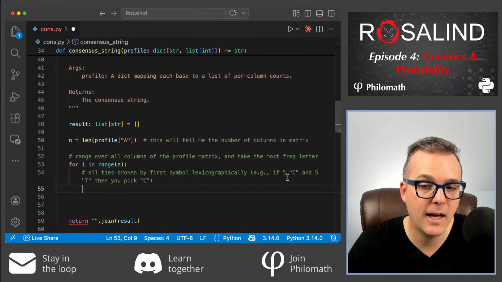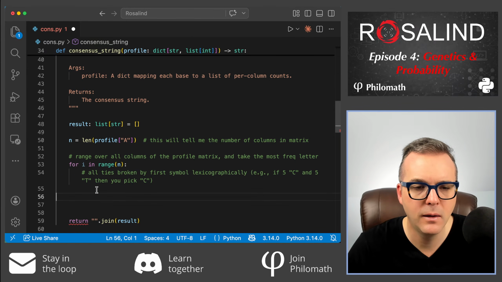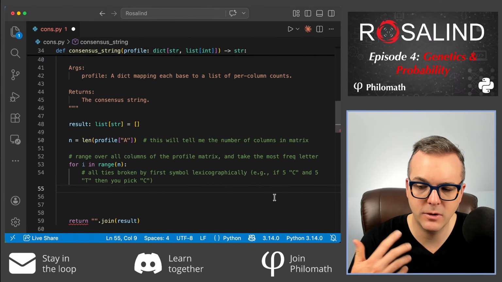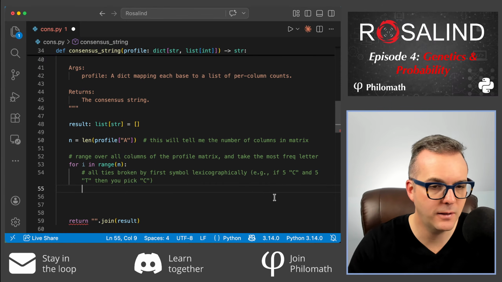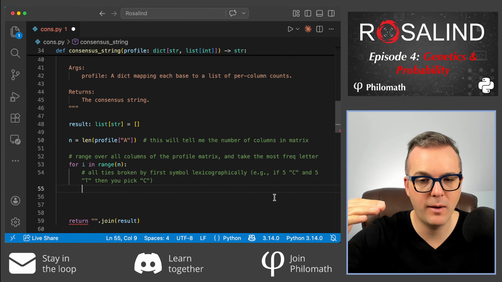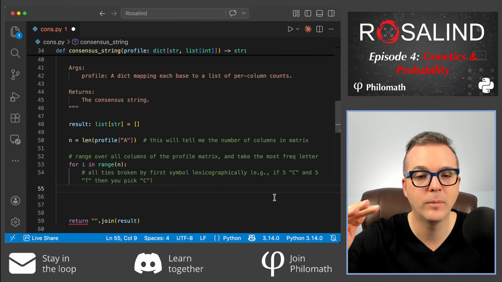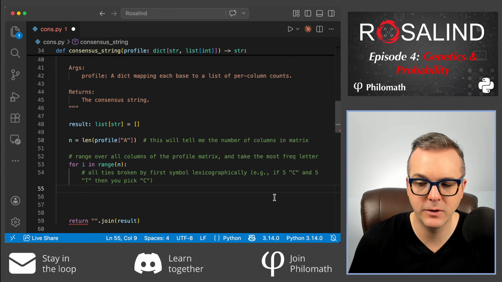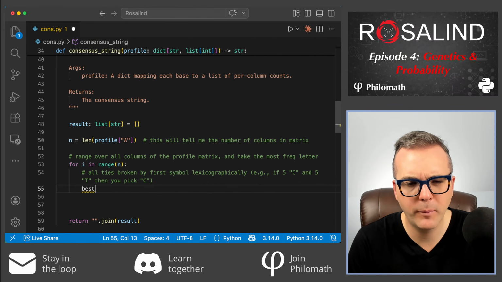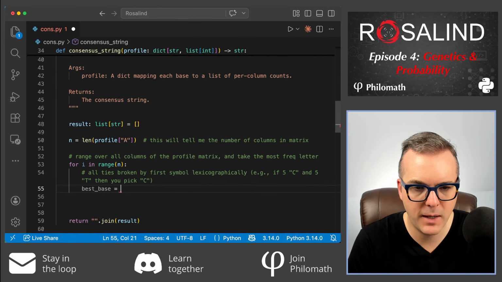Meaning, if there is a tie, you can pick either a C or a T here. But we're going to make this extra demand so that it matches exactly: if you have a tie in the profile for the biggest element, the first symbol is always going to win. So I'm going to start by saying my best base is going to be equal to A.